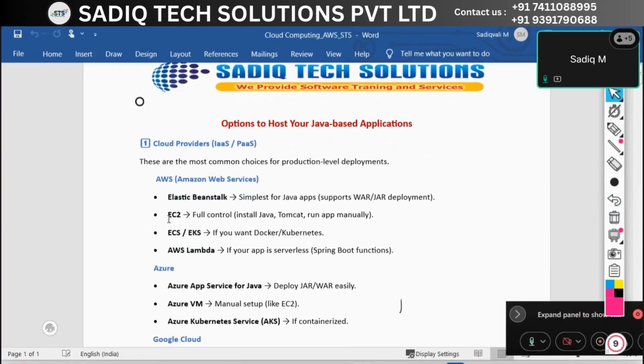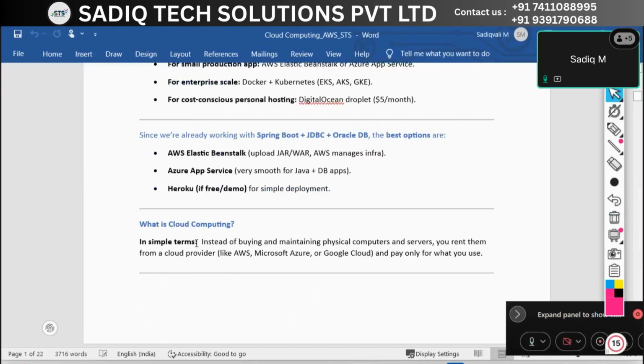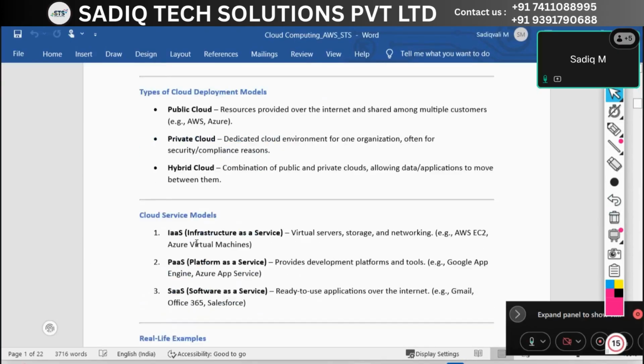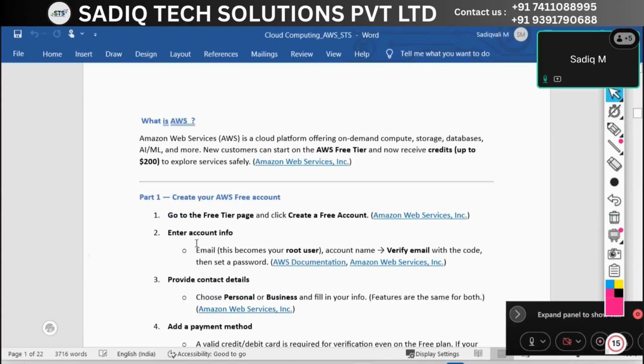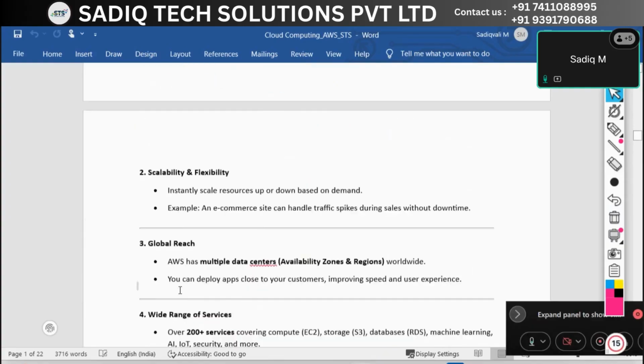Elastic Beanstalk, this is one service. EC2, one service. AWS Lambda, one service. Right? Let me quickly show. Today morning only I explained about the cloud. This is how you can log in. Advantages of cloud.